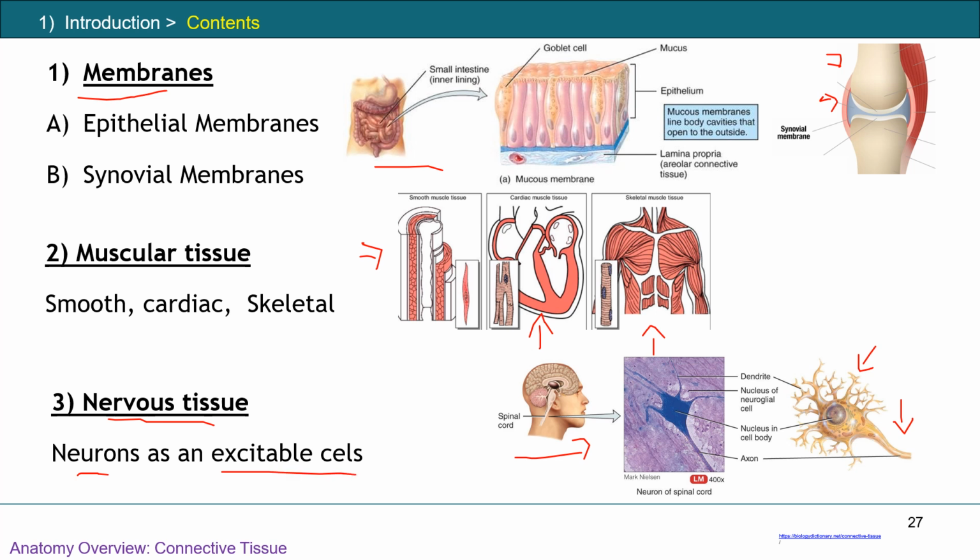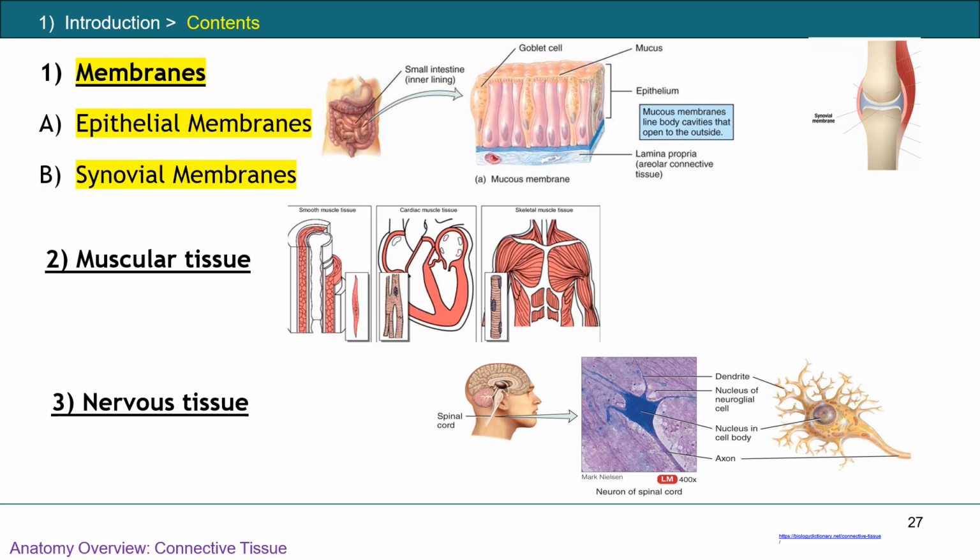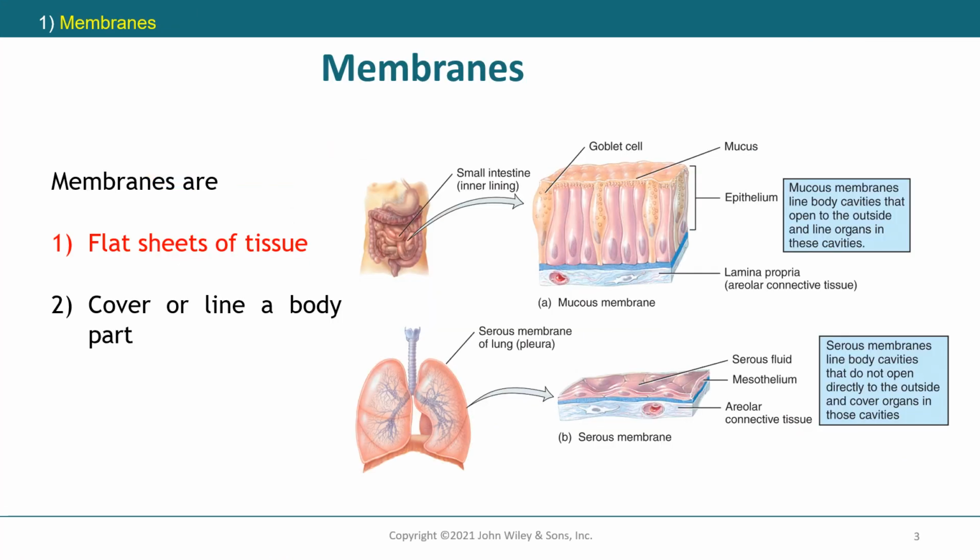So let's start talking about membranes, and let's define what is a membrane. When we talk about membranes in anatomy and physiology in this chapter, we are not talking anymore about cell membranes. We are talking about these structures that are a group of cells that are flat, that cover or line different body parts.